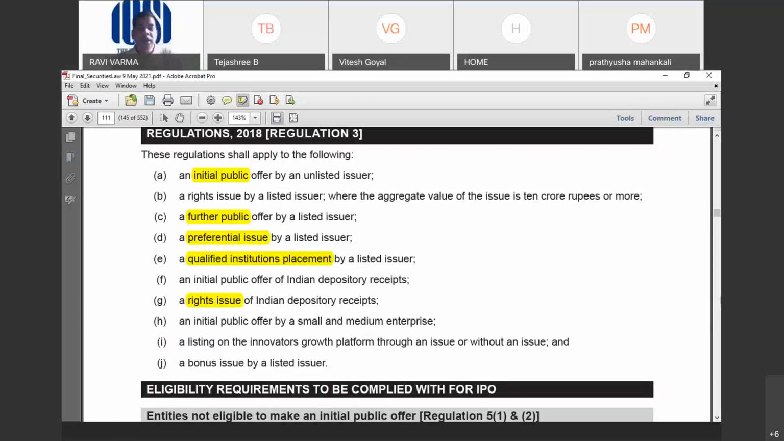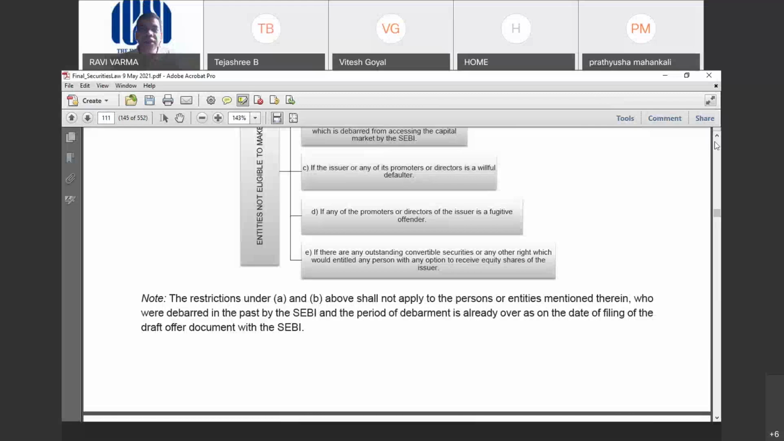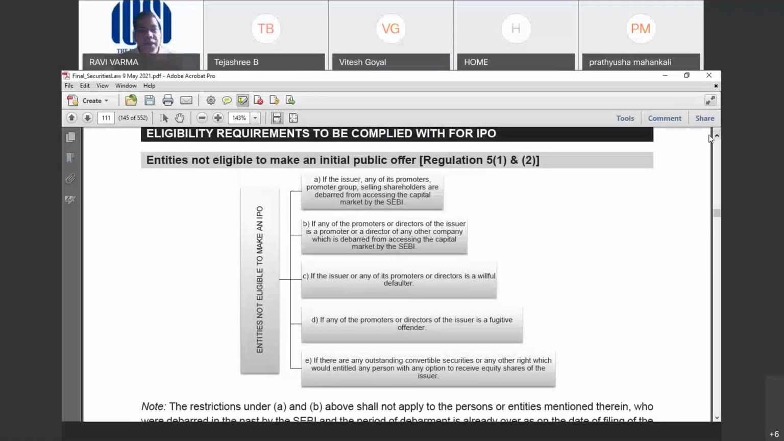Now, coming to the eligibility requirement for IPO. The eligibility requirement for IPO, we have already done. What is exactly the shortcut we remembered it? BOW. Right? You have stopped responding. See, there is a willful defaulter, fugitive economic offender, promoter should not be barred. We have all covered those areas.